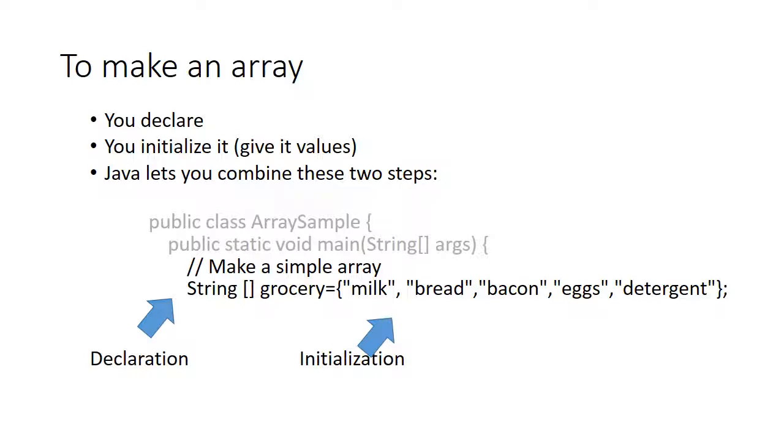There are 2 simple steps to making an array. The first step is to declare it, and the second step is to initialize it. Java allows you to do these steps separately or in one simple line. Here we're just going to use the simpler method. We're going to declare a string array, which is an array of names, called grocery, and then we're going to initialize it with milk, bread, bacon, eggs, and detergent.